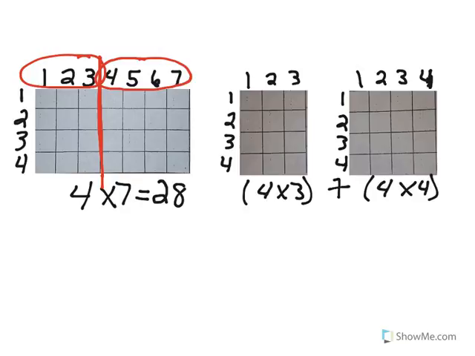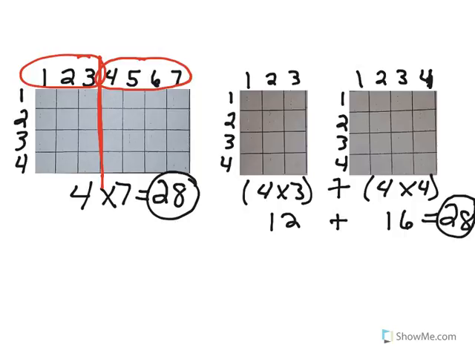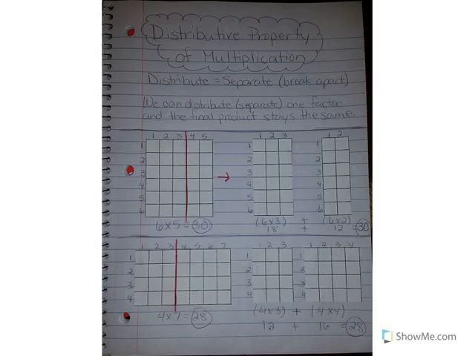Once I put them together, it'll be putting the pieces back together to model 4 times 7, and it should give us the same product. 4 times 3 equals 12, and 4 times 4 equals 16. Once I add them together, that gives me 28. My product of 4 times 7 is 28, and my product of 4 times 3 plus 4 times 4 is also 28, because all I did was separate my factor, I didn't change my factor. Okay, so your notes should look like this.